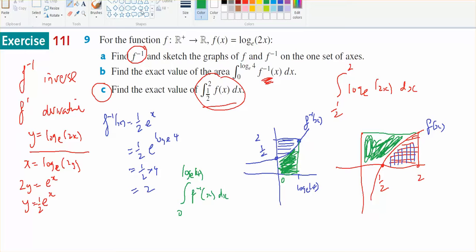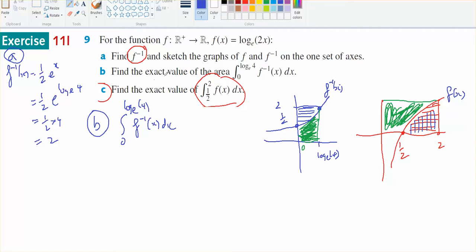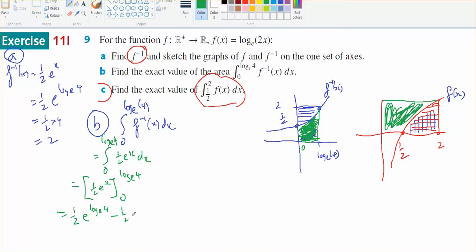Okay, so I need a little bit more space. Part B asks me to find the exact area of the inverse from 0 to log base e of 4, and that will be this green area. That's going to equal the integral from 0 to log base e of 4 of 1/2 e to the x dx, which equals 1/2 e to the x from 0 to log base e of 4, which is 1/2 e to the log base e of 4 minus 1/2 e to 0, which equals 1/2 times 4 minus 1/2, 2 minus 1/2, 3 on 2 is going to be what that equals.